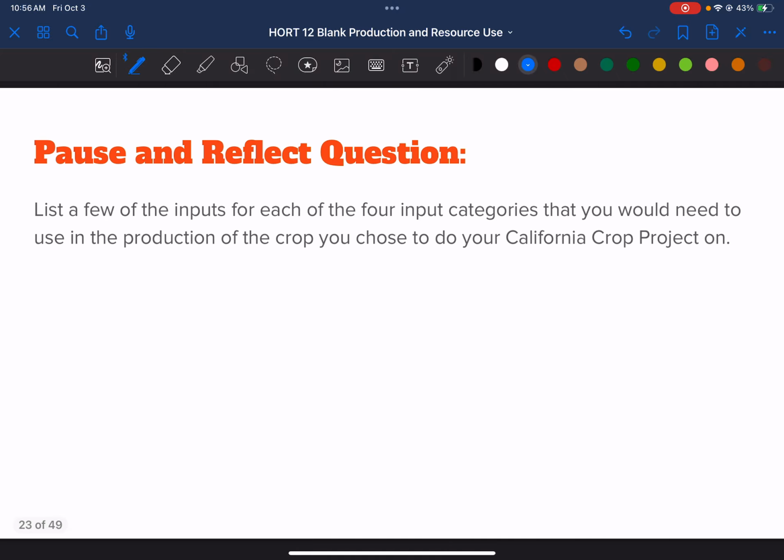All right, I'd like you guys to pause and reflect, answer this question in your notes. I'd like you to list a few of the inputs for each of the 4 input categories. So we had land, labor, capital, and managerial. List 2 inputs for each of the 4 categories that you would need to produce the crop that you chose to do your California crop project on.